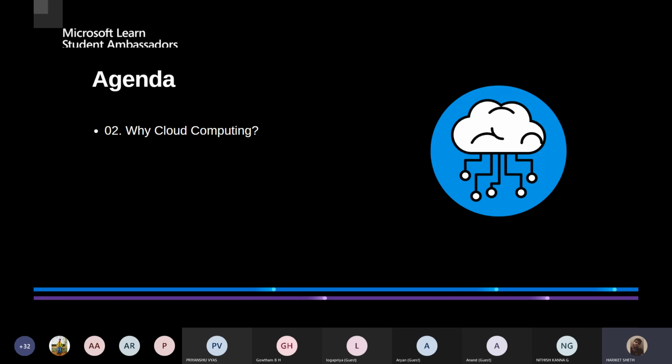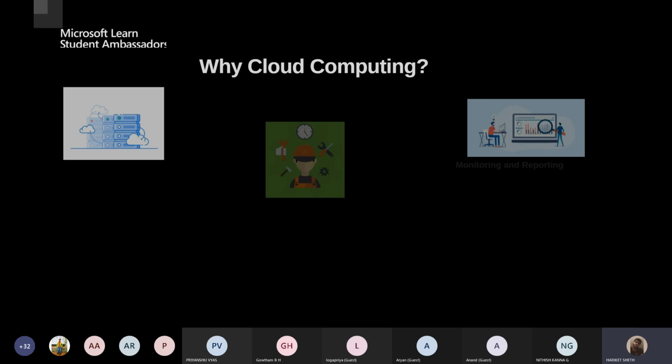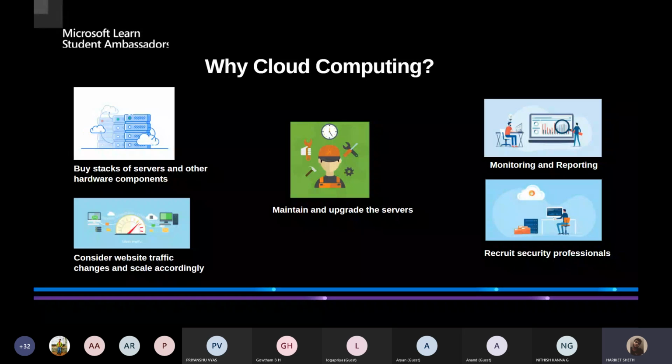Now coming to why cloud computing, we discussed the need for it, and now we can discuss why cloud computing. One of the things is that you can buy stacks of servers and other hardware components. You can consider website traffic changes and scale accordingly, as we discussed in a scenario previously. You can scale it easily for millions of users or whatever your audience is. And then you can maintain and upgrade the servers easily.